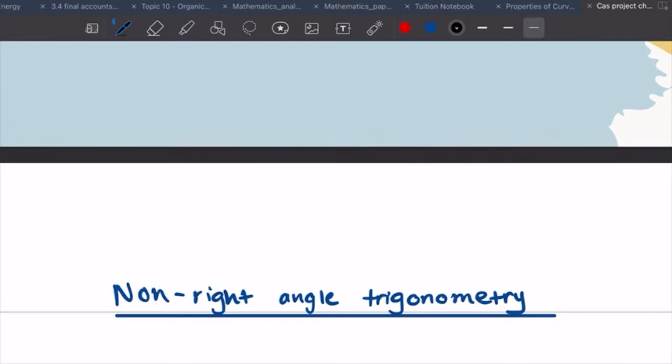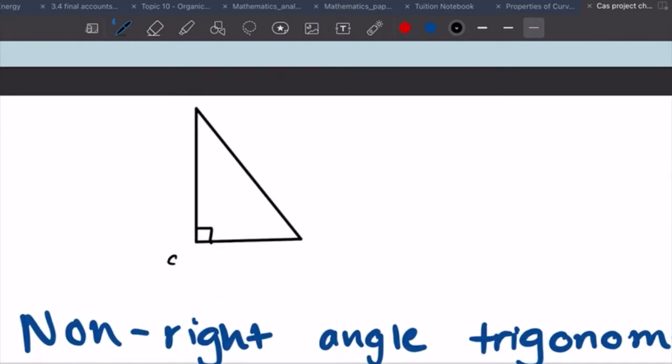So what do I mean when I say non-right angled trigonometry? Well, in previous chapters we must have seen that for a triangle like this, where the angle here is 90 degrees, that is defined as a right angle triangle, where sine is opposite over hypotenuse, cosine is adjacent over hypotenuse, and tangent is opposite over adjacent. But that's not always the case. We're going to get a lot of questions in non-right angle trigonometry, so let's quickly go through the basics.